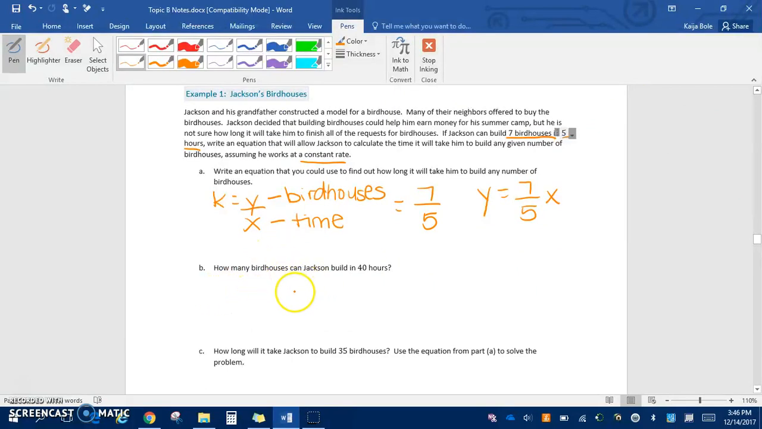Part B says, how many birdhouses can Jackson build in 40 hours? So we know we're going to use our equation y equals 7 over 5x. And hours we know is time. So that is our x value. So we are going to do 7 over 5 times 40 over 1. We cross divide, we get a 1 and an 8, and 7 times 8 is 56. So our answer would be 56 birdhouses.